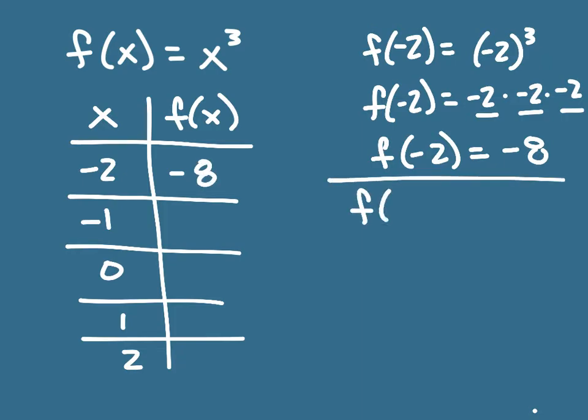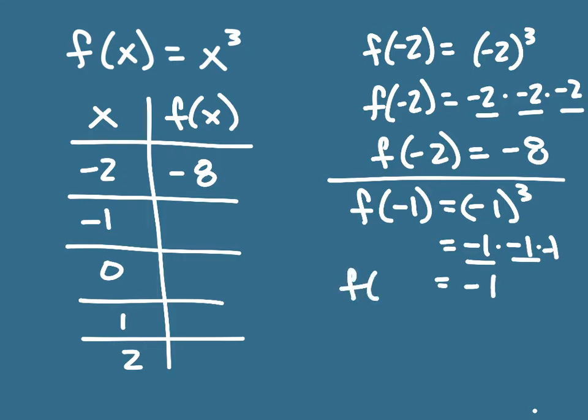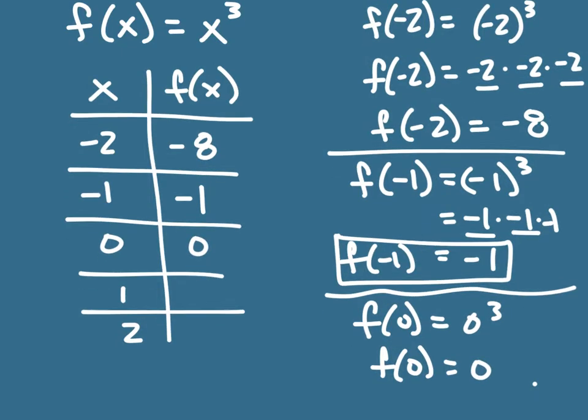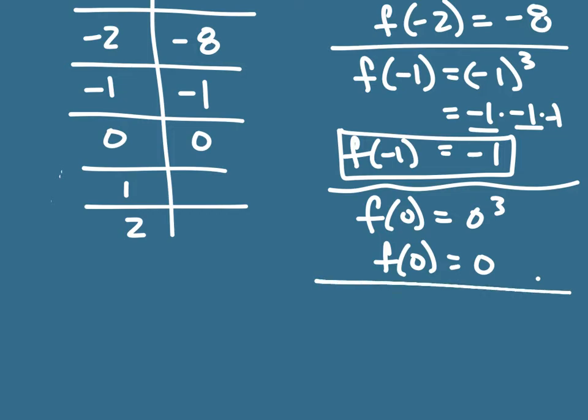If we plug in -1 into this function, we're going to get -1 cubed. -1 times itself 3 times. It means that we're going to take -1 times -1, which is +1, times another -1 gives us a -1. So f of -1 is equal to -1. All right, and then let's plug in f of 0. So we get 0 cubed. 0 times itself 3 times is still just going to give us 0. Let's plug in 1 into this function. So f of 1 means we have 1 times itself 3 times, which is just 1.